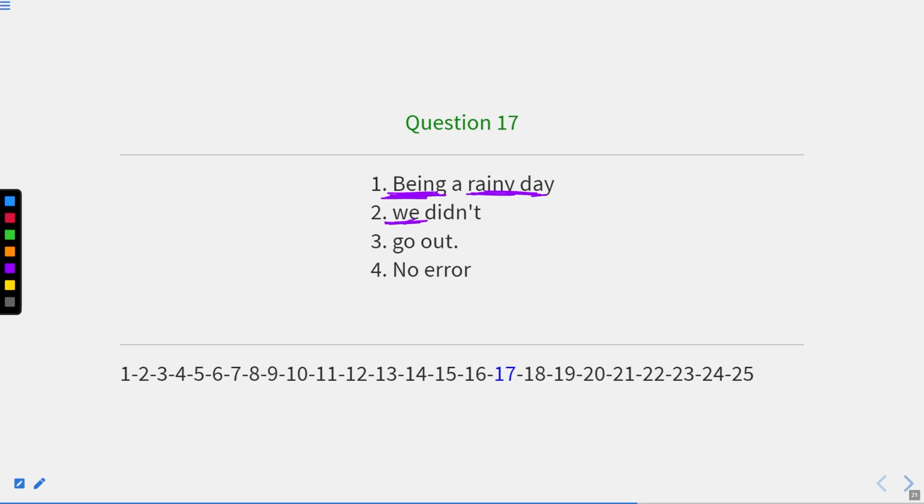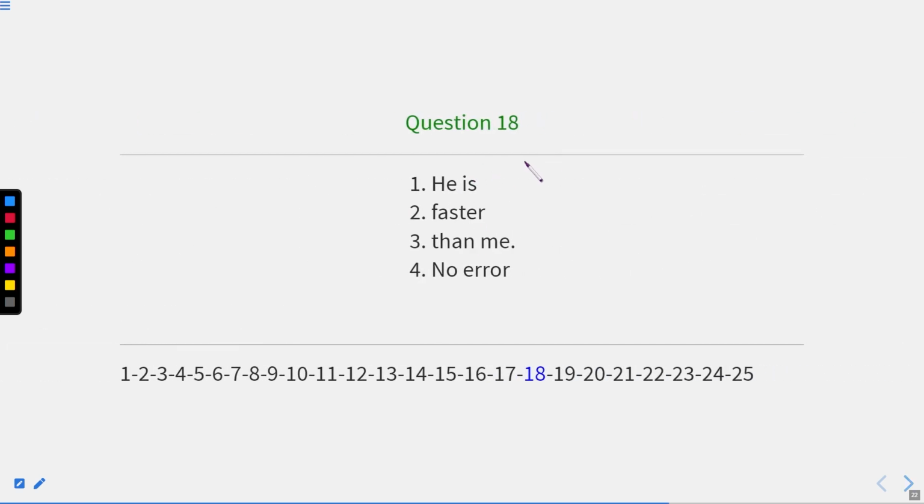So we should write a word for rainy day, that is it. The correct sentence will be, it being a rainy day, we didn't go out. So the answer will be 1, because this part contains error. Okay, let us move to the next question. Now this is question number 18.